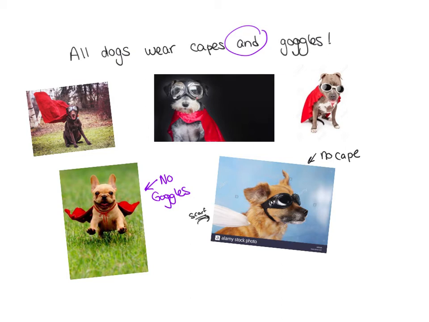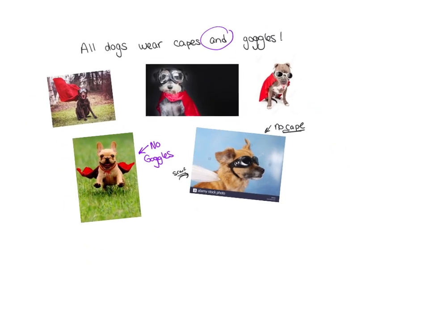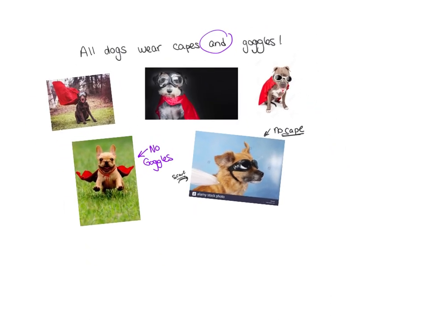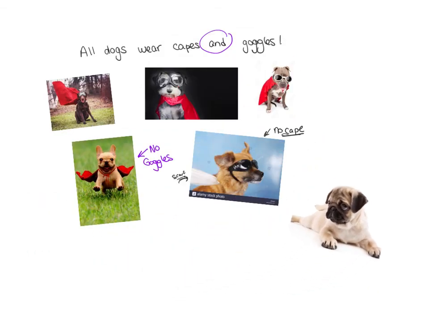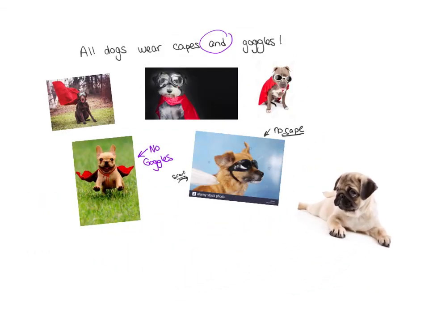Right? So as long as you have at least one of them that you don't satisfy, you're not going to satisfy the and. I could also show a dog. Got one more ready to go here. That has no cape or goggles. He's kind of sad because he doesn't have a cape or goggles. And that would also show me that my statement is wrong.